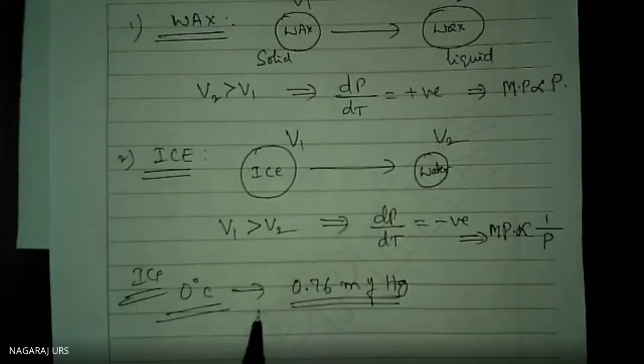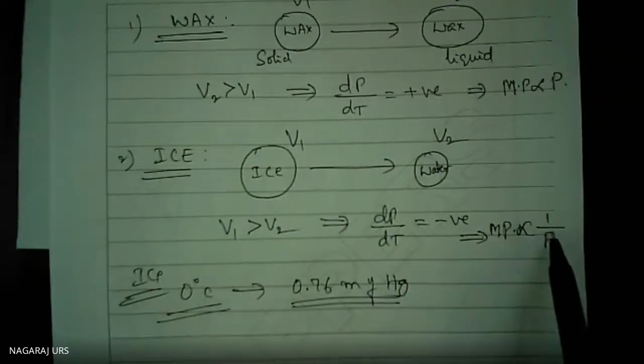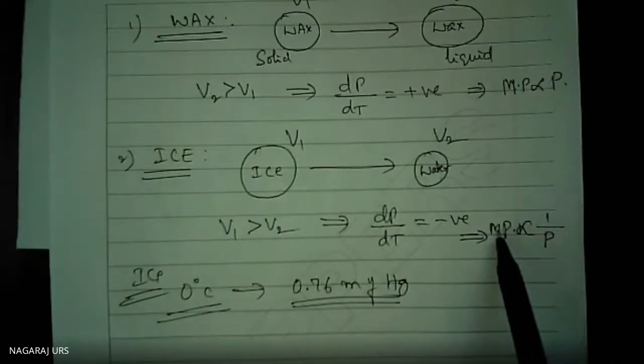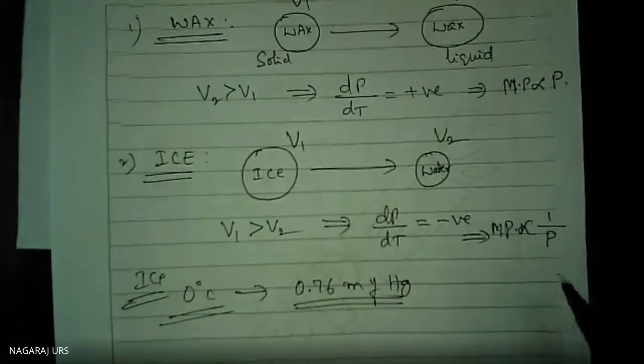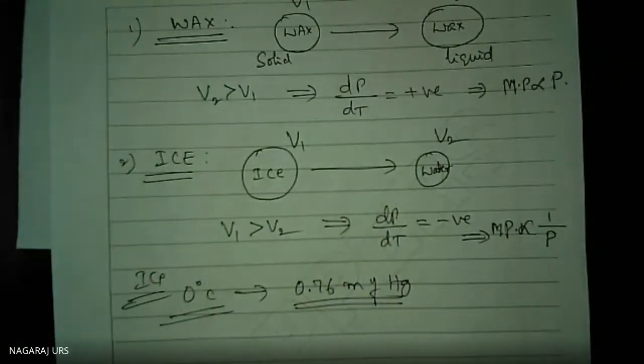So I can say the melting point of ice decreases as you increase the pressure, and the melting point of ice can be increased by decreasing the pressure. This is the concept you have to write clearly at the time of examination. This is the effect of pressure on melting point.